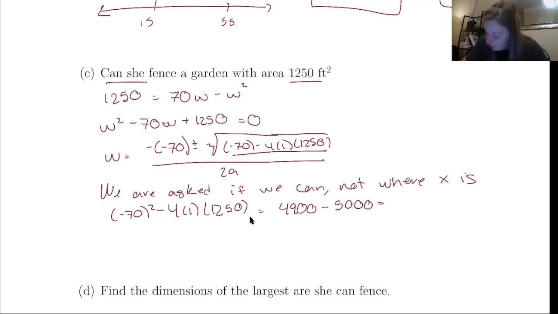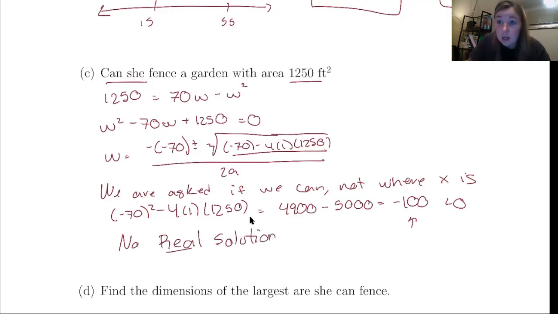It was 5,000. So we're left with negative 100. Right, so it's less than 0. So we would say no real solution. There's a solution, it's just not real, and I don't care about that solution. Stop giving me imaginary numbers in your answers. I really like imaginary numbers, but I want to know that you know that this means we have no real solution. I need to know that you know that connection. So no, she cannot.